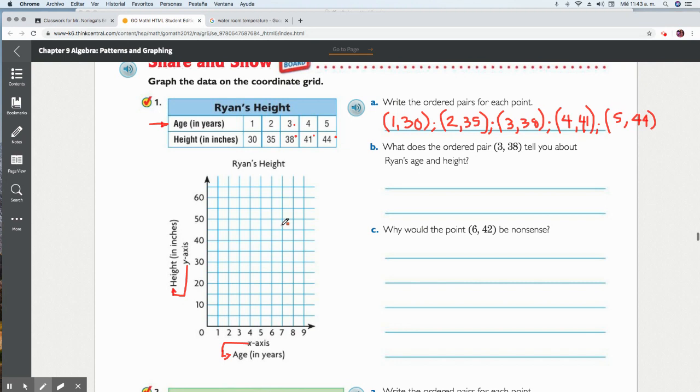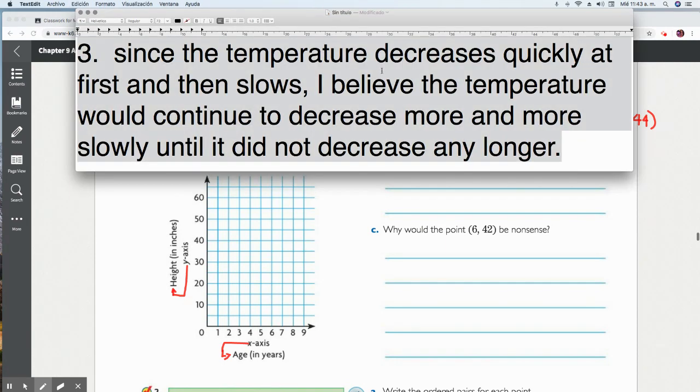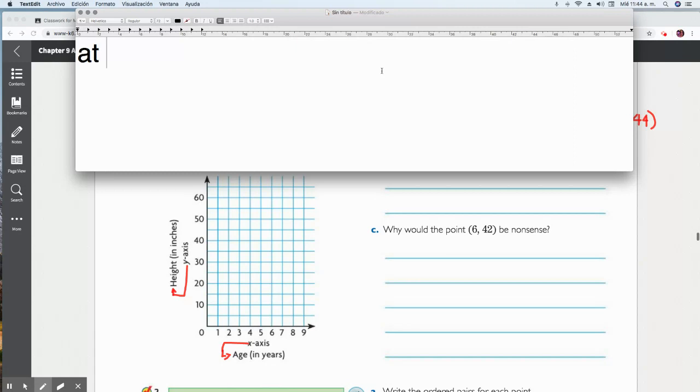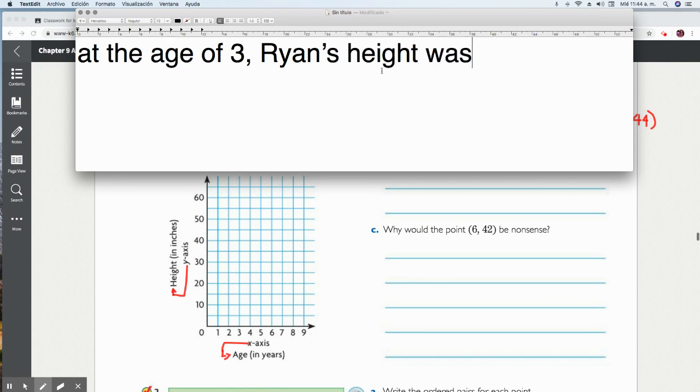Okay, let's look at letter B. What is letter B asking? What does the ordered pair 3, 38 tell you about Ryan's age and height? This one's very simple. The 3 stands for how old Ryan was, and the 38 stands for how tall he was. So for letter B, I want you to write: at the age of 3, Ryan's height was 38 inches.